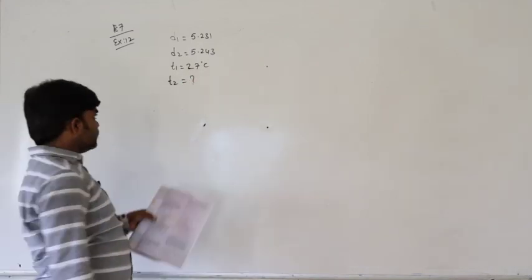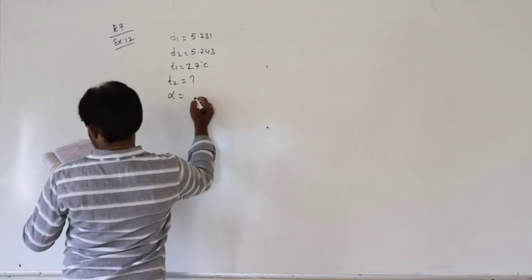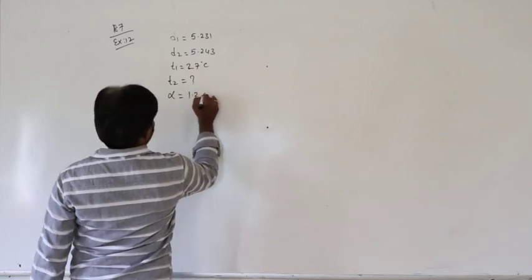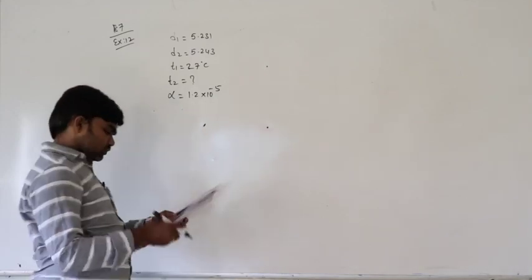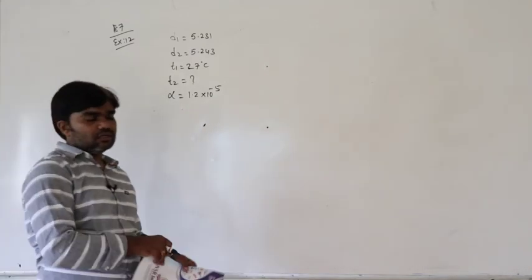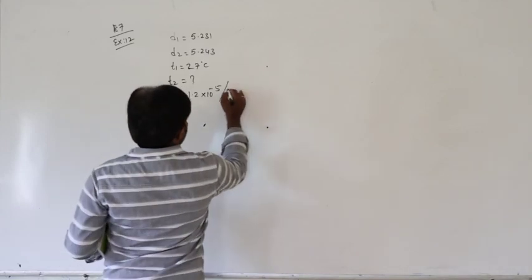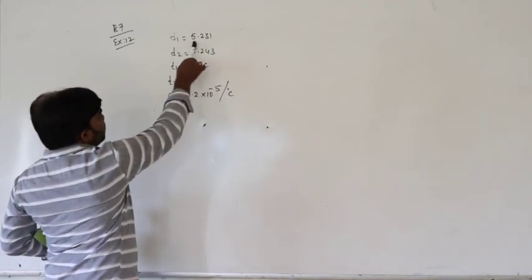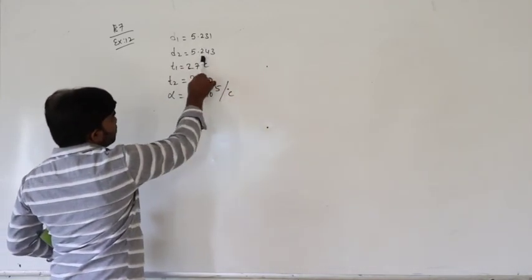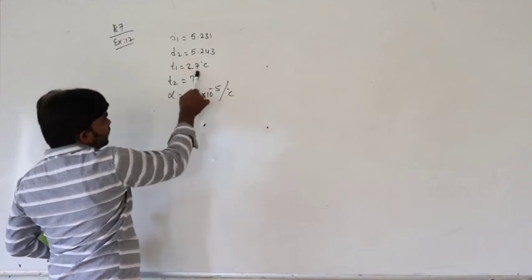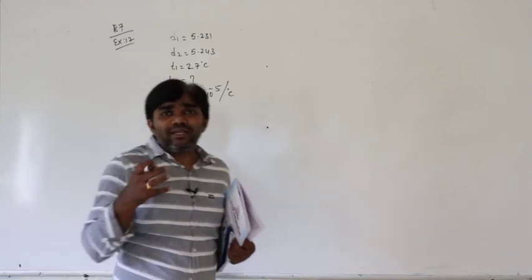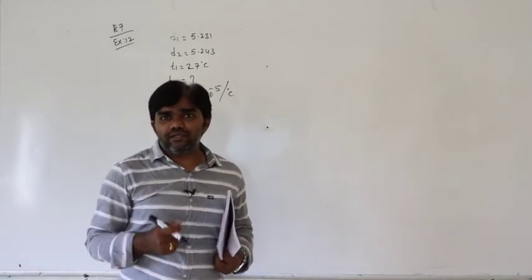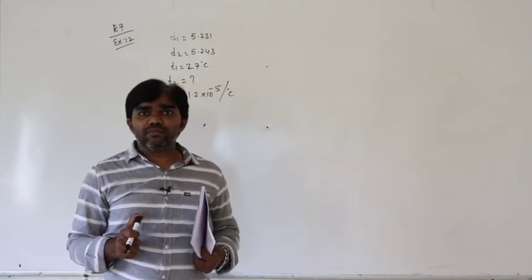So alpha of iron is given as 1.2 into 10 to the power of minus 5 per degree Celsius. The diameter of the iron ring and the diameter of the wooden wheel, initially both are at a temperature of 27 degrees Celsius. Now we have to find through what temperature the iron ring must be heated.